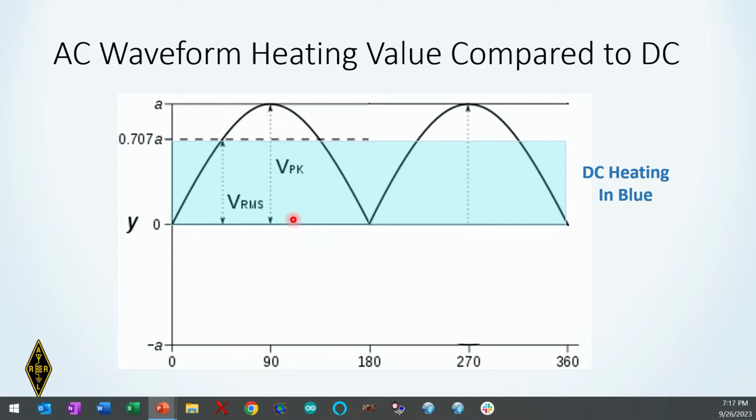So to average that all out, to make the DC heating and the AC heating the same, there's a certain magic number that will cause those to be equal. That's called the RMS, root mean square value of the waveform. So here we've got the peak of the waveform, and then we've got what's called the RMS value, and they can be shown to be equal.